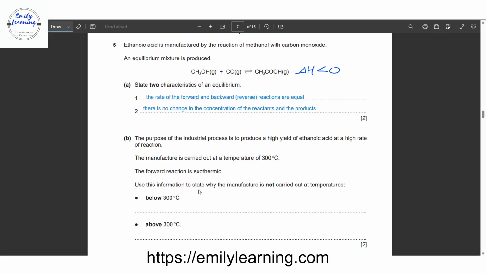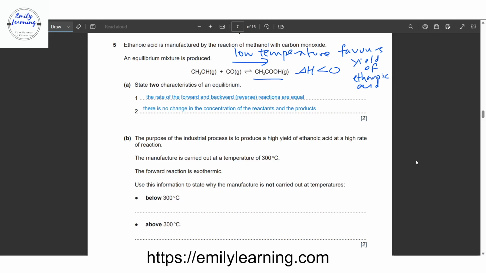Use the information only to state why the manufacture is not carried out at temperatures below 300 degrees Celsius. Well, we know that this is an exothermic reaction, so low temperature favors the formation of ethanoic acid. This is ethanoic acid, all right? Because it's exothermic, the lower the temperature, the more the position of equilibrium shifts to the right, the more the amount of ethanoic acid is formed.